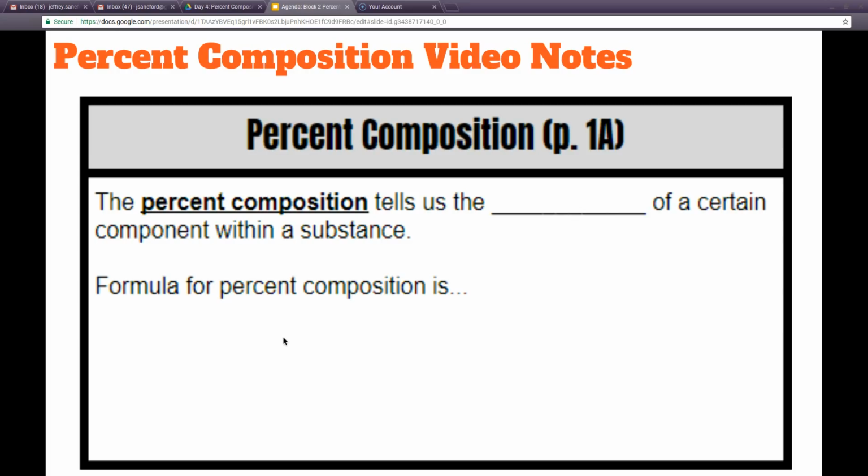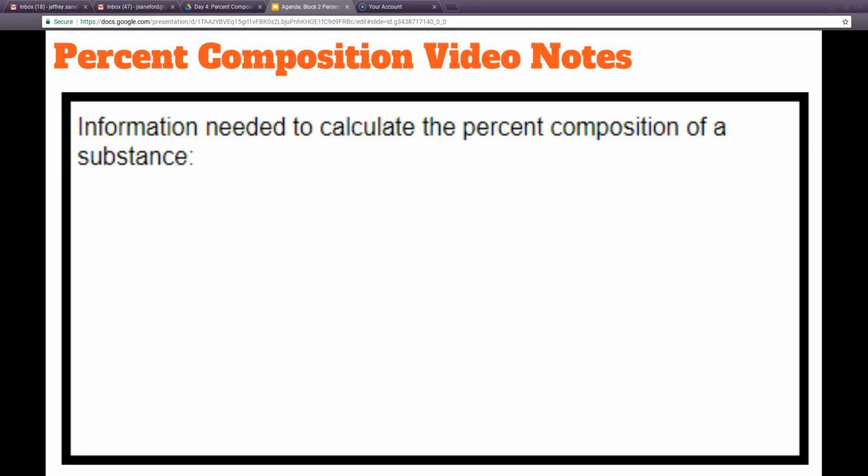So we're going to start off talking today about percent composition, and it is a tool that tells us the amount of a certain component within a substance. And we're going to use a formula to help us figure out percent composition. It's very straightforward. The part divided by the whole times 100 will give you your percent composition.